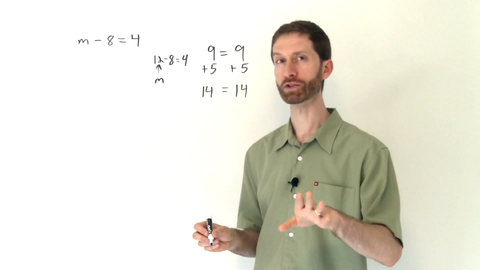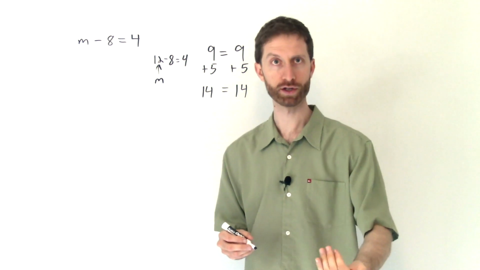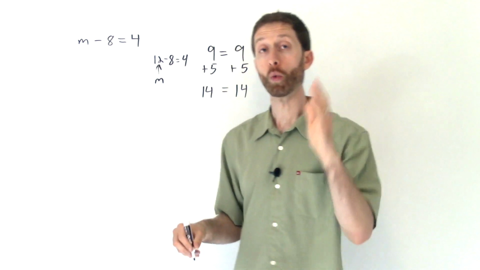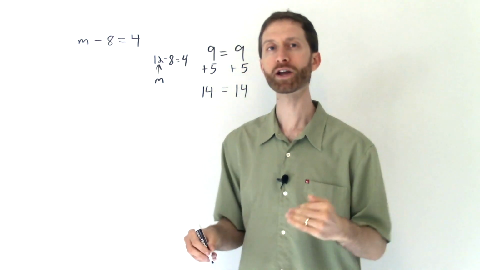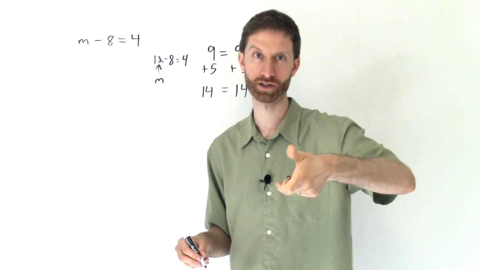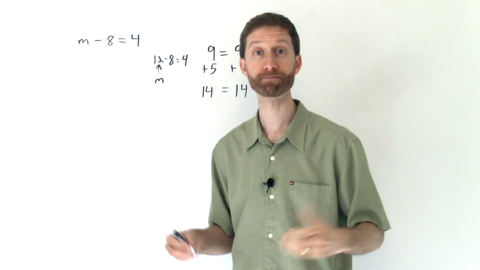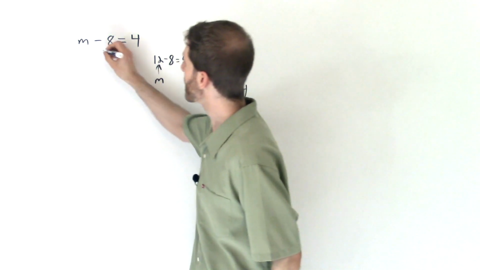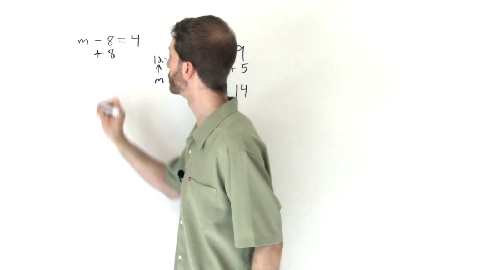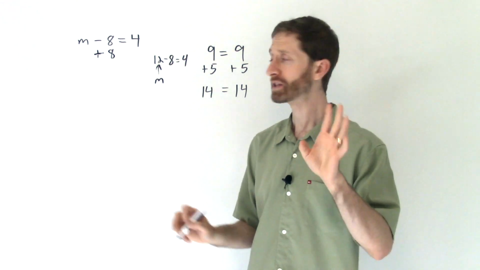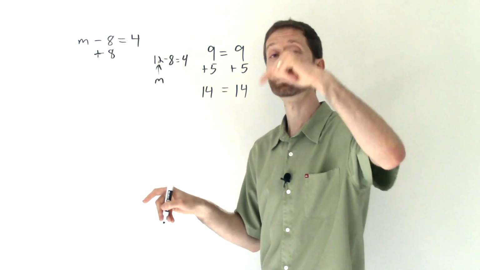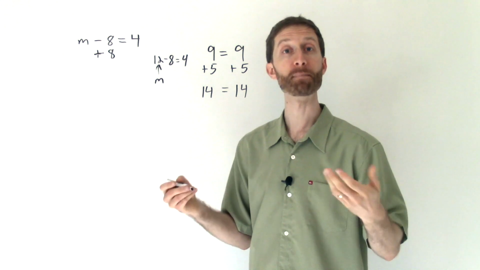But I want you to be able to solve this by undoing the operation that is being done to the variable. What operation is being done to m? We're subtracting 8. So how do I undo minus 8? What is the opposite, or what is called the inverse operation of subtraction? Addition. So if I add 8 to minus 8, that will literally zero out the minus 8. But since this is an equation where I have one amount equal to another, I must then also add 8 to the other side to keep the equation balanced, to keep it equal.